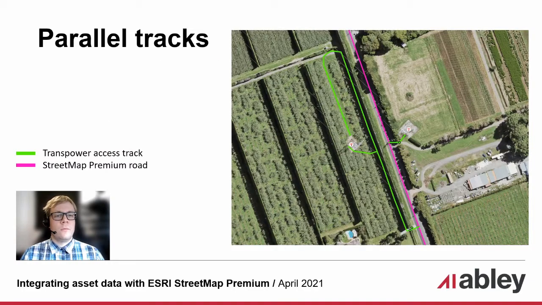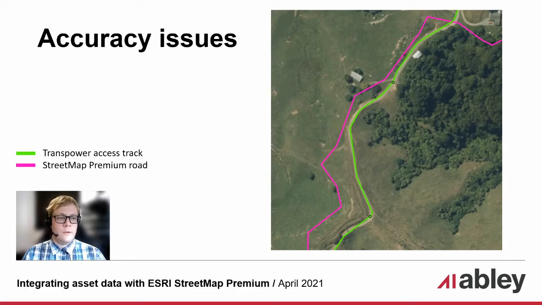There were two main difficulties we encountered when identifying duplicate tracks. The first were cases where a track runs parallel to a road but on the other side of a solid object such as a fence or a hedge, so it's not actually a duplicate and therefore should not be deleted. The second issue related to the accuracy of some StreetMap Premium roads, especially in rural areas. Access tracks were often more complex than StreetMap Premium roads, resulting in the track being classified as not parallel when in actual fact it is. The FME process flagged these parallel tracks, which were then reviewed by Transpower.